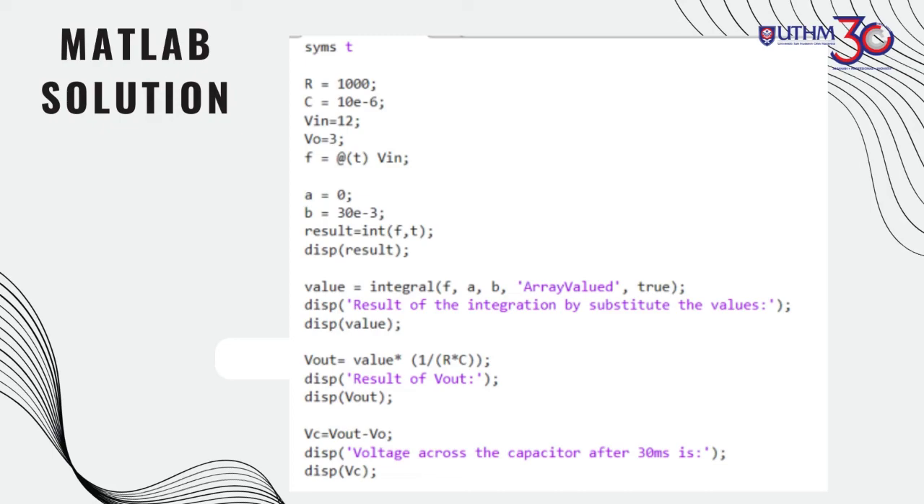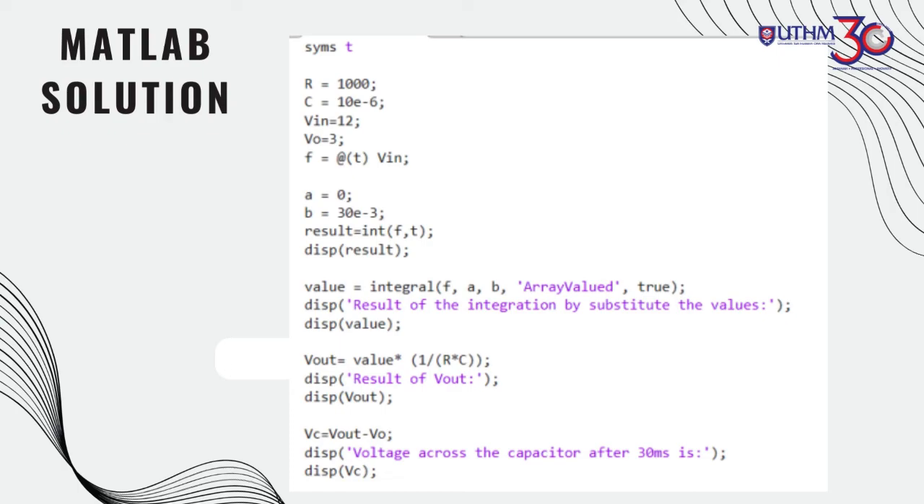Then we need to declare all of the parameters in the circuit. The resistance R is equal to 1000, the capacitance C is equal to 10 exponent negative 6, the voltage in is equal to 12, and V0 is equal to 3. Then we declare the upper limit and lower limit. In this script, the lower limit is labeled A and the upper limit is labeled B. The lower limit is equal to 0 and the upper limit is equal to 30 exponent negative 3.